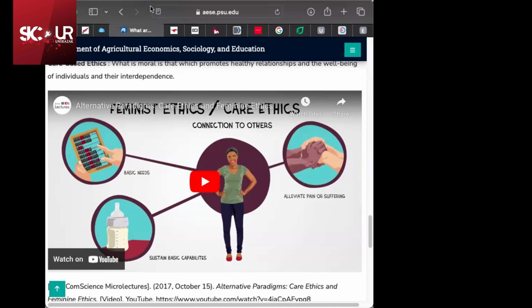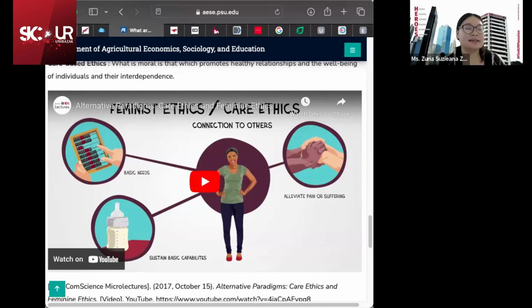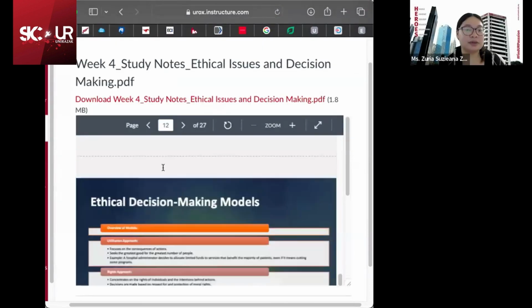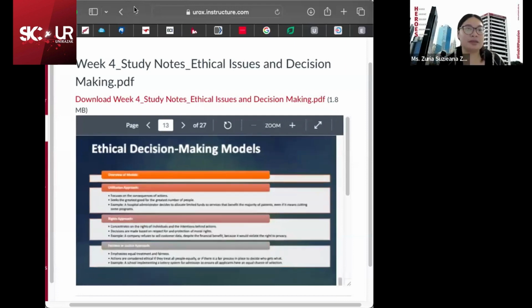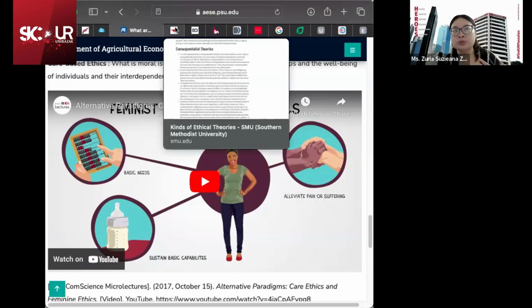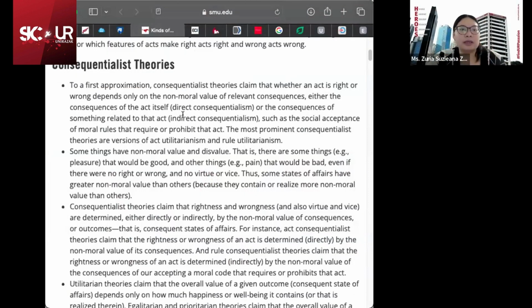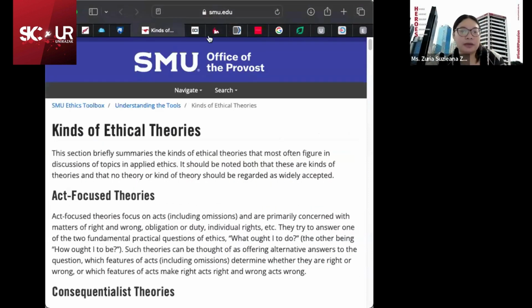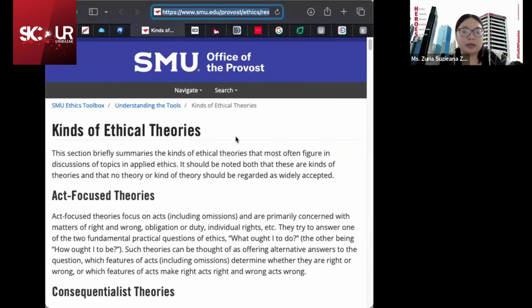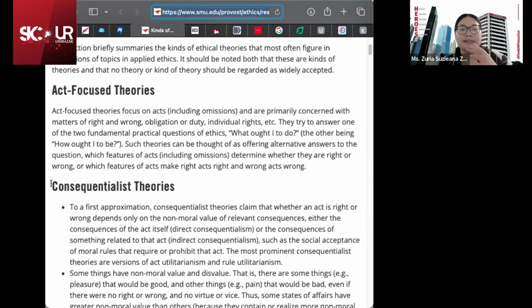Okay, next is, we already learned about this one. Okay, ethical decision making models. So there are two famous, well-known models. Another thing, this one, kind of ethical theories, you can read. I don't think I have time to explain everything here tonight. So this one you can read about, but I just let you know first.